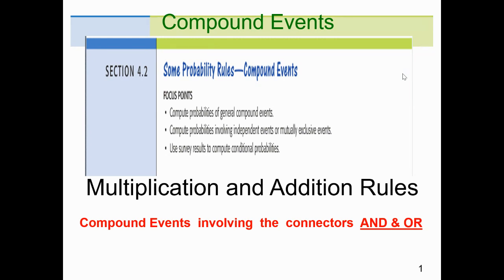Now within section 4.2, we're going to discuss two types of compound events. First involving the connector and, and the second involving the connector or. I will do this voiceover just for the and part, not the or. We're going to be using what's called the multiplication rule. In fact, the homework assignment is section 4.2, part 1, which introduces just the and portion. All right, we'll take up the or next time.